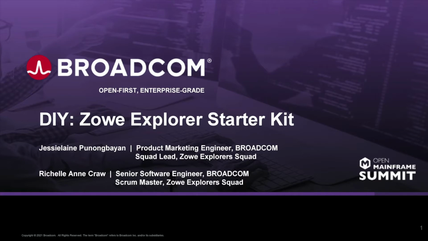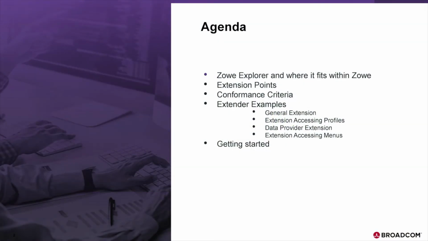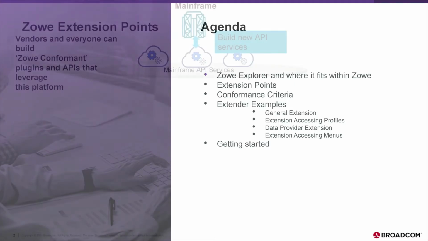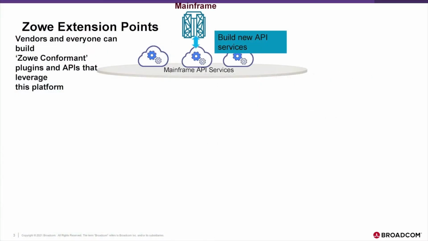So today we're going to talk about Zowe Explorer and how you can start your own extension. Our agenda for today is that we will talk about Zowe Explorer and where it fits within Zowe. We're going to talk about the Zowe Explorer extension points and the upcoming conformance criteria. We're going to show you some extender examples that we have. And of course, we're going to end up with getting started on how you're going to create your own DIY Zowe Explorer extension. But before we do that, let's start off with the basics.